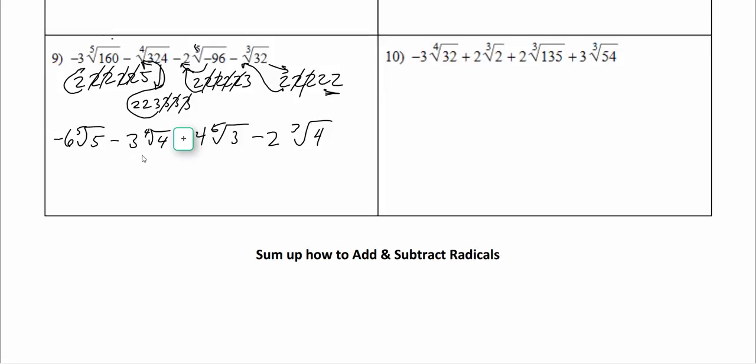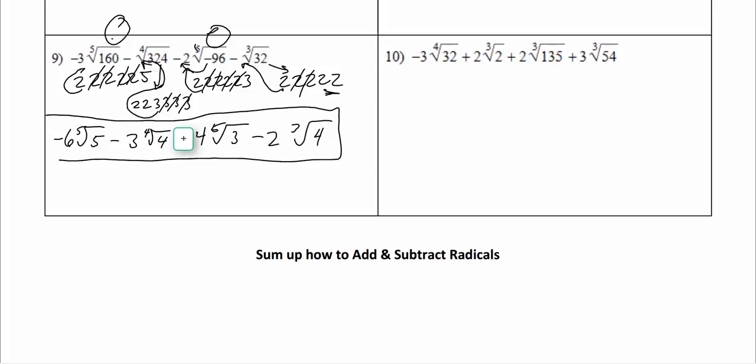So can I add any of these together? The only ones that I could add together were potentially this one here and this one here, but they're not the same numbers inside. So you can't add anything together. So that is your answer there. That sucks, but it is what it is. So you have 4 terms in this particular instance.